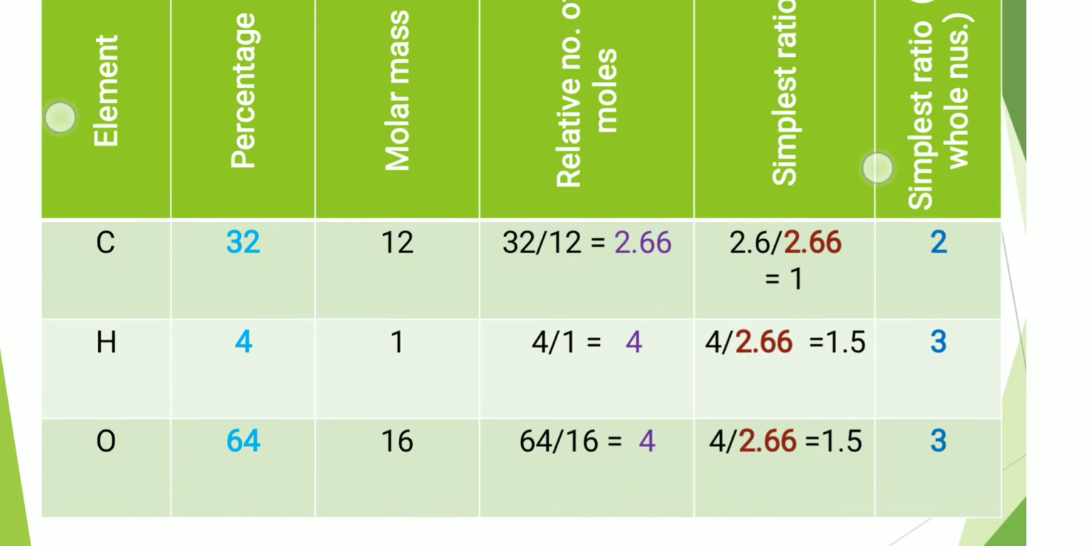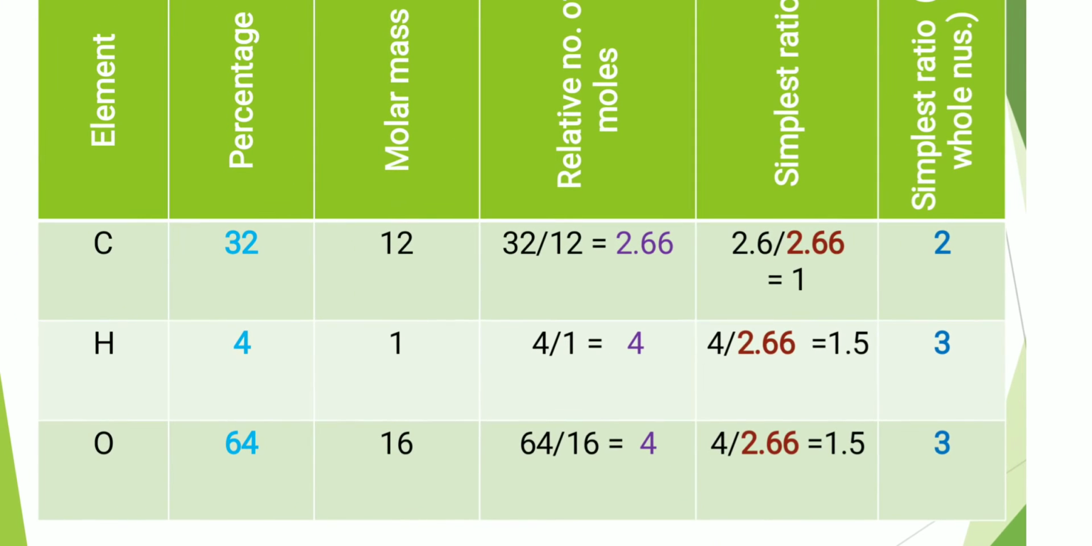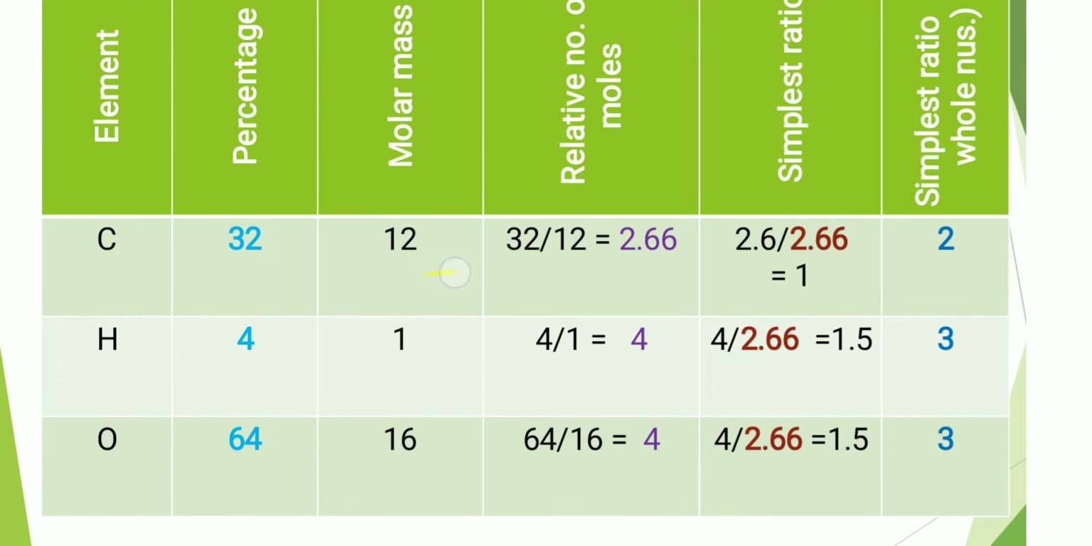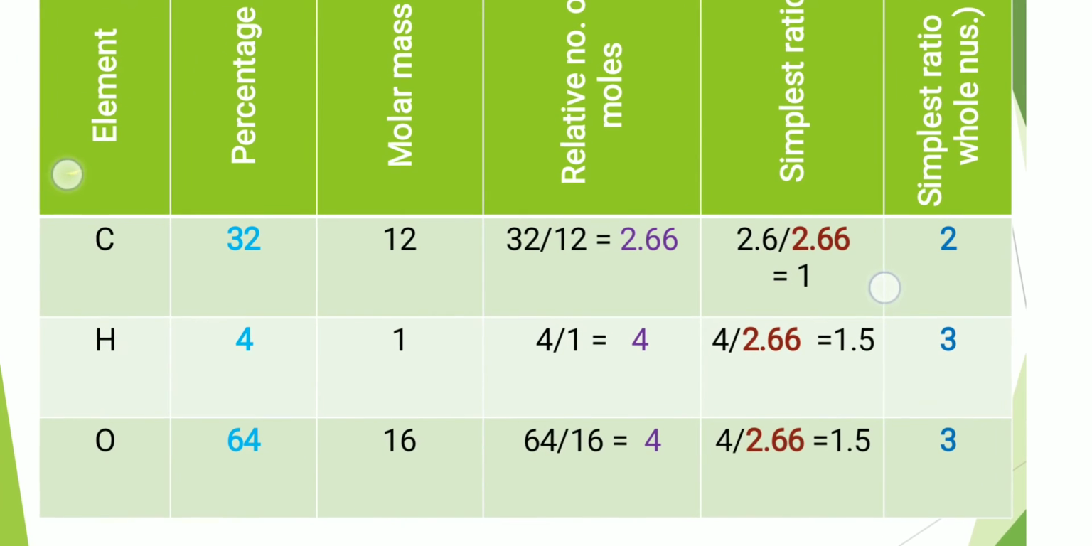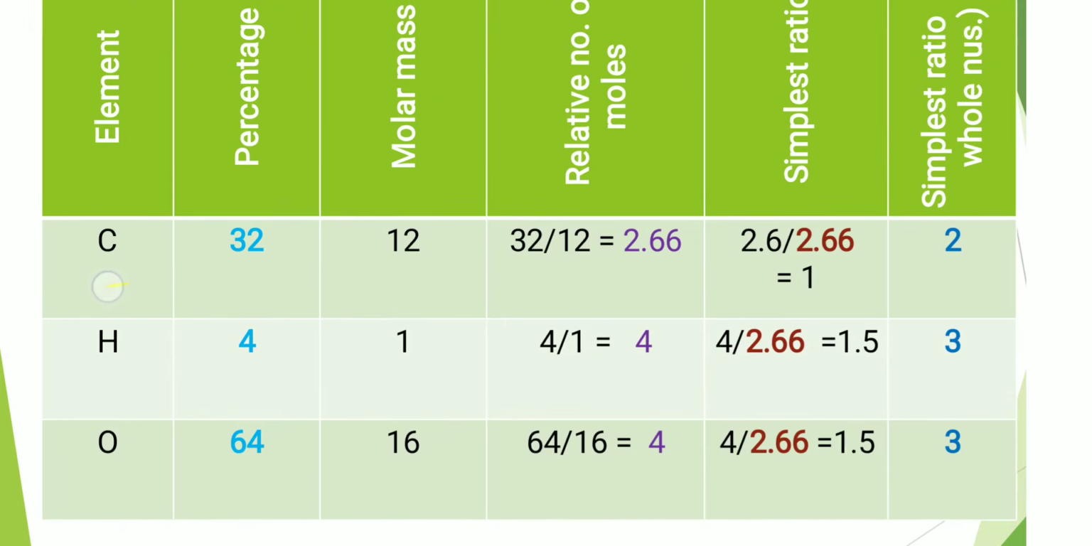Then we are going to calculate the relative number of moles. How do we calculate? By dividing the given percentage by the molar mass. So 32 divided by 12. By the calculation we get 2.66.